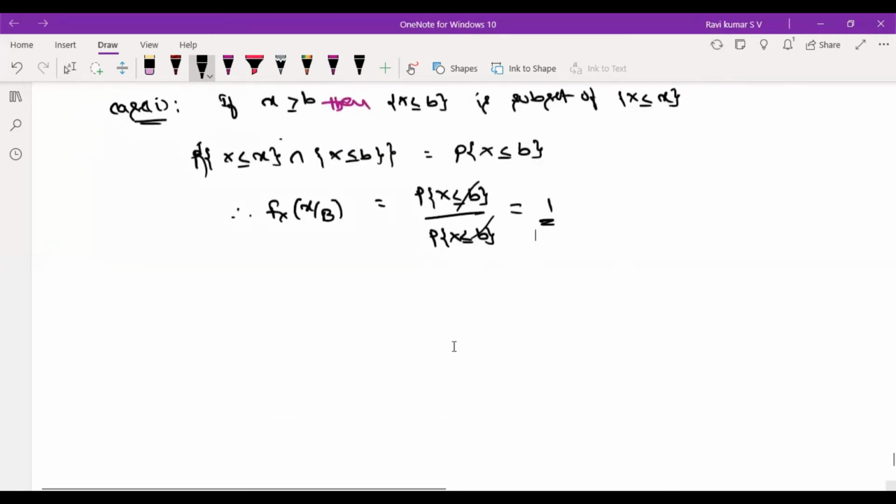Now I am taking case 2, the other condition.